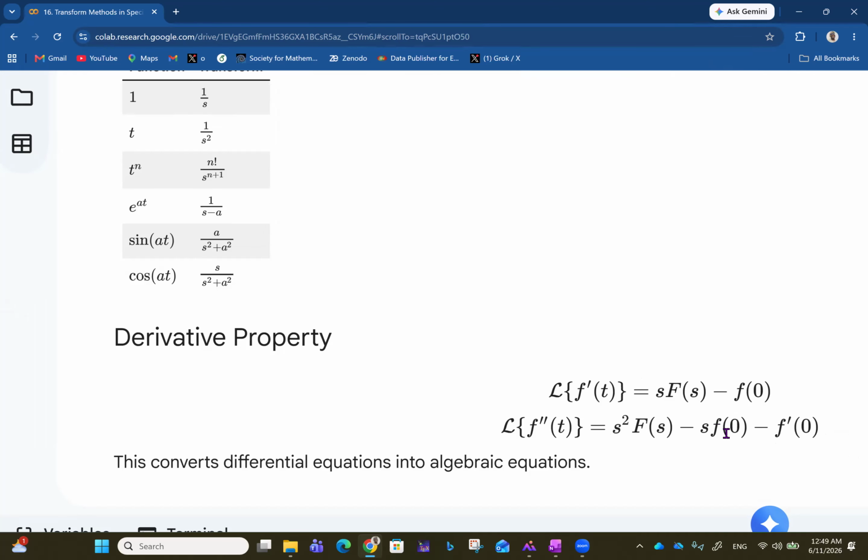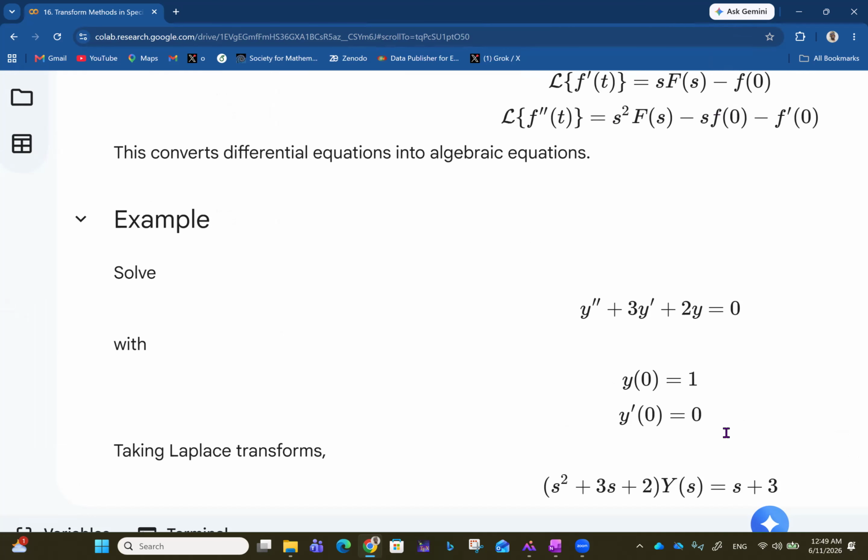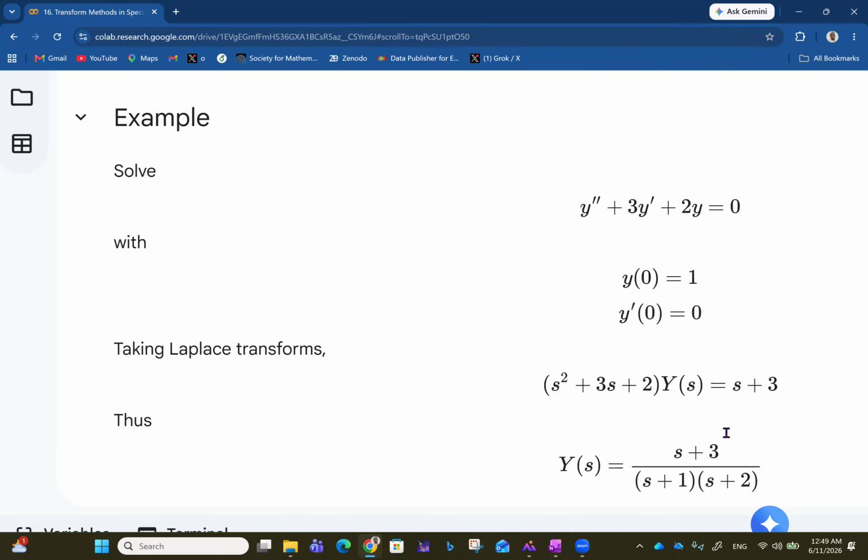And once you're done, you can then easily solve the problem, right? So an example is what you have here. You want to solve y double prime plus 3y prime plus 2y equals 0 with these initial conditions. Y of 0 is 1 and y prime of 0 is 0.